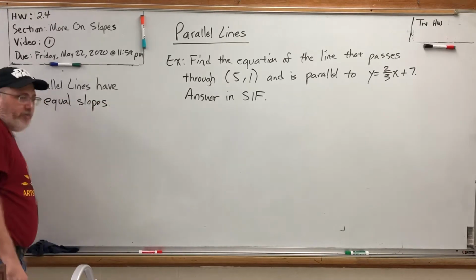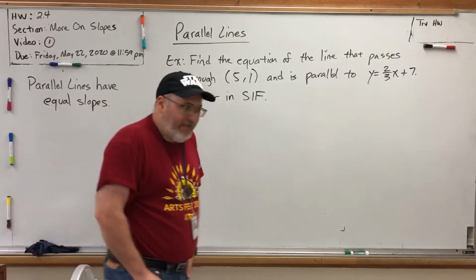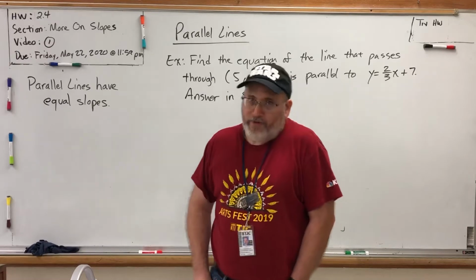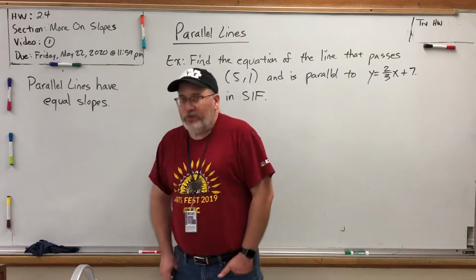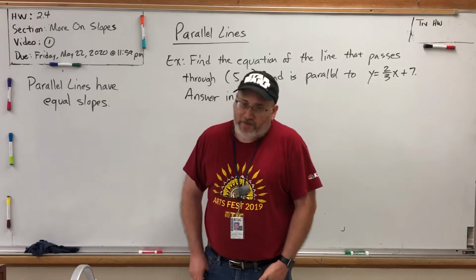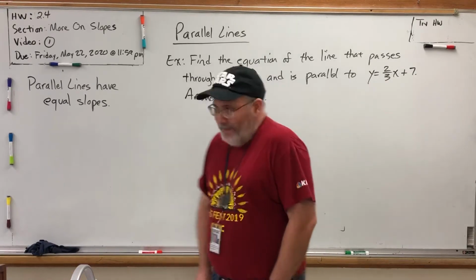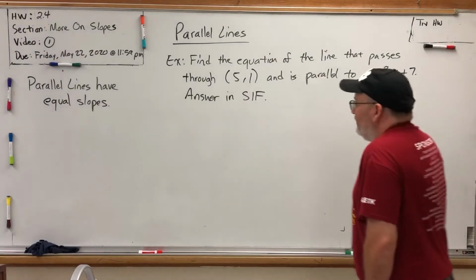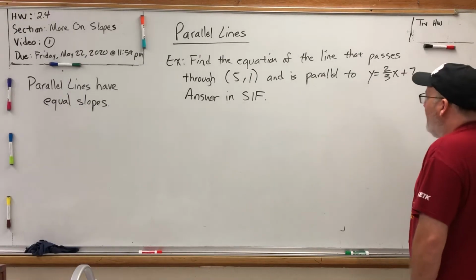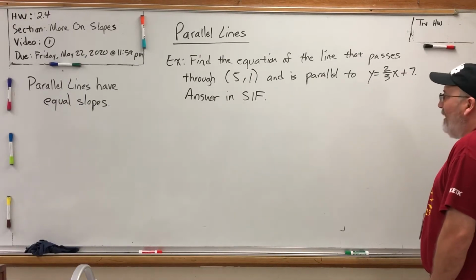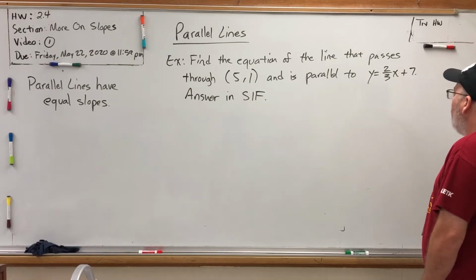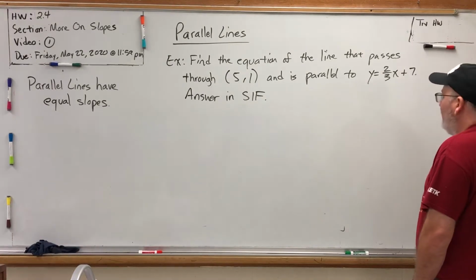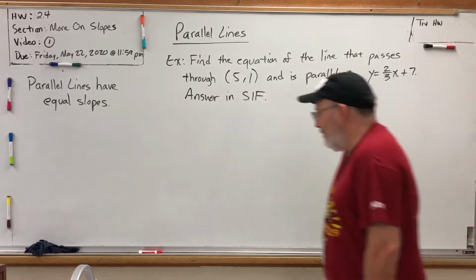There is one exception if they're both vertical, in which case they have no slopes to be equal because they're both undefined. So actually you could say parallel lines either have equal slopes or both have undefined slopes, but let's not nitpick. So let's take a look at an example. Find the equation of the line that passes through the point (5, 1) and is parallel to y equals 2/3 x plus 7, answer in slope-intercept form.